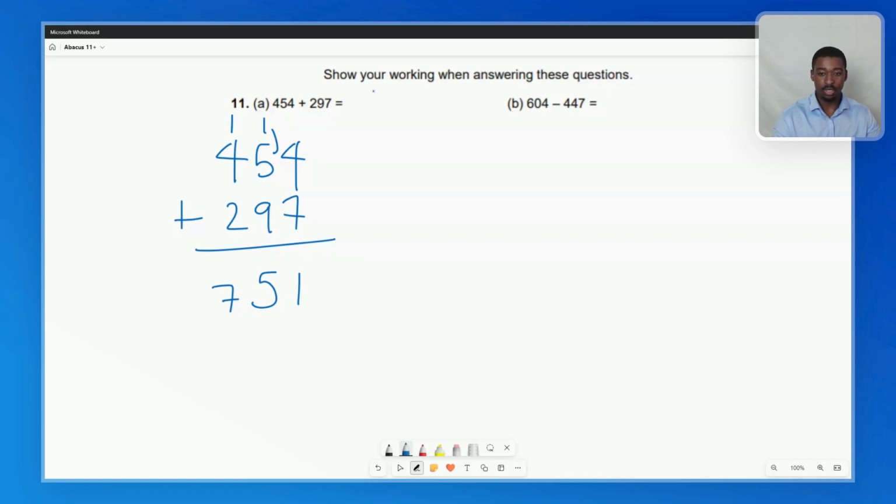Or we could use mental maths. And maybe we don't use mental maths to answer the question because they want to see working. But we can use mental maths to check our answer, to see if we made any silly mistakes. And how would we use mental maths here? Well, we would realize that 297 is very close to 300. It's only 3 off 300. So what we can do is simply, in our head, do 454 plus 300, which is 754. And then we minus the 3, giving us 751, which is indeed our answer.